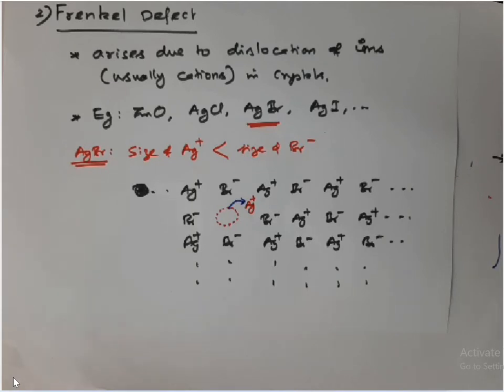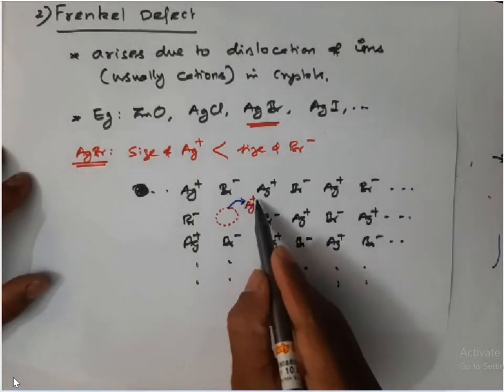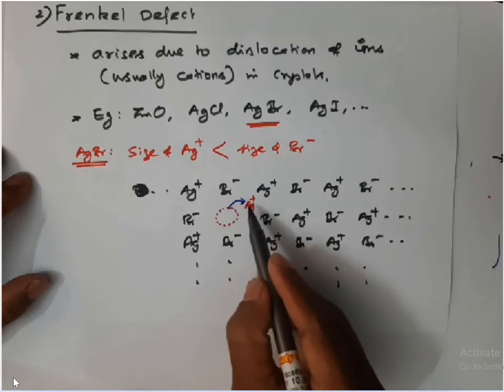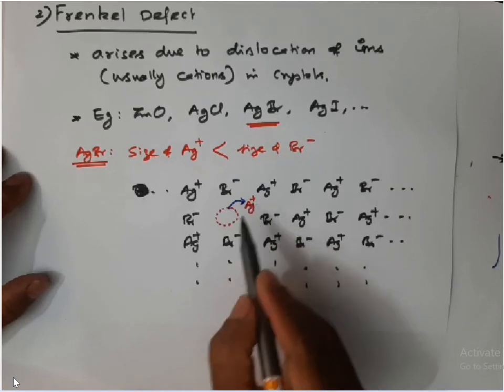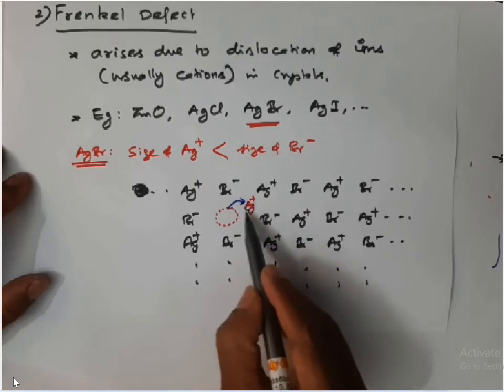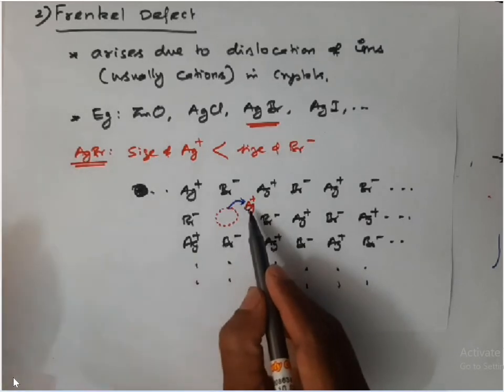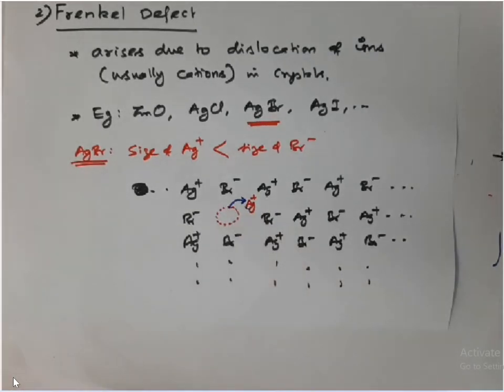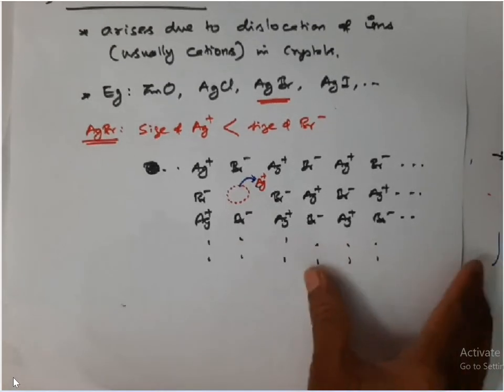In Frontal defect, there is an ion at the interstitial position, so it is called interstitial defect, and there is also a vacancy. Students, keep this in mind. An ion is occupying an interstitial position, so it is called interstitial defect, and there is a vacancy also. So Frontal defect consists of both vacancy defect and interstitial defect. Let me write in the next page.